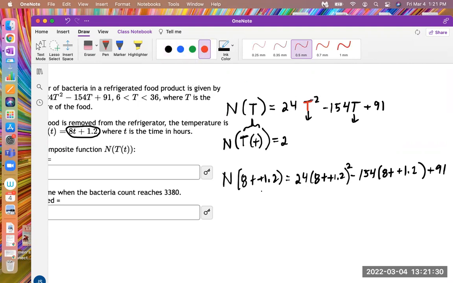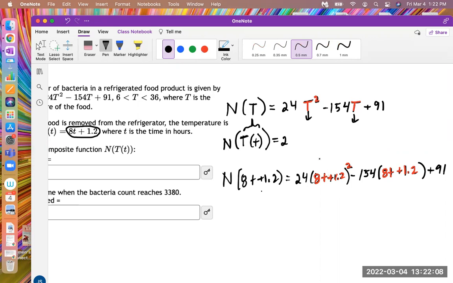See, where the T is here, it became T. I'm going to put the square on it too. The T got replaced with 8t plus 1.2, and then I carried down that square that was still on the T. And then this T got replaced with 8t plus 1.2. Let me double check that everything is now what it should be.